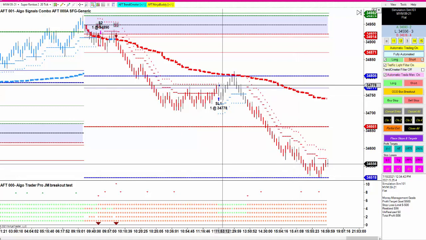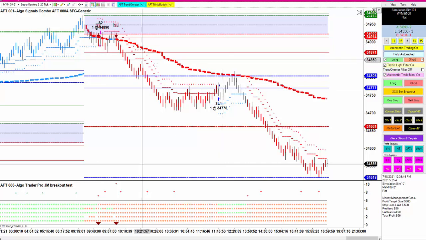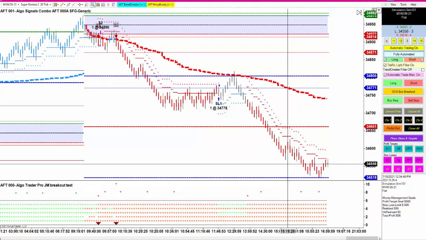And that's one you really want to capture. Unfortunately, I got taken out a little early here. Still not a bad trade, right? But it would have been nice to have the full range and capture that full range.